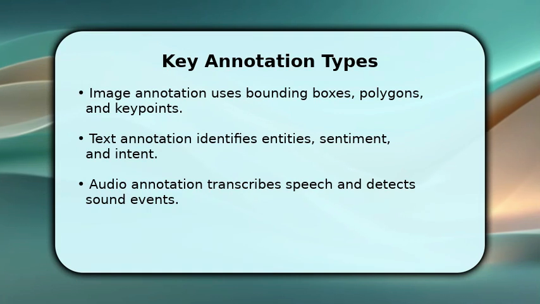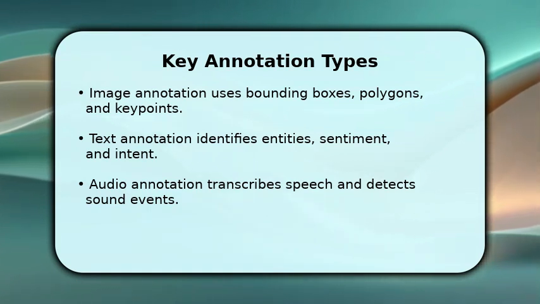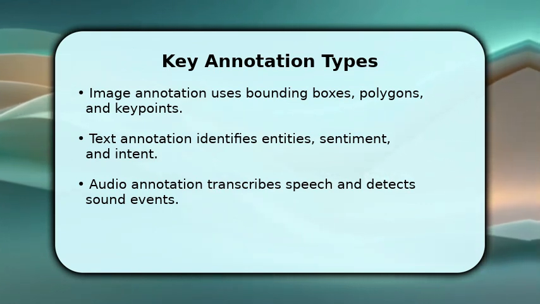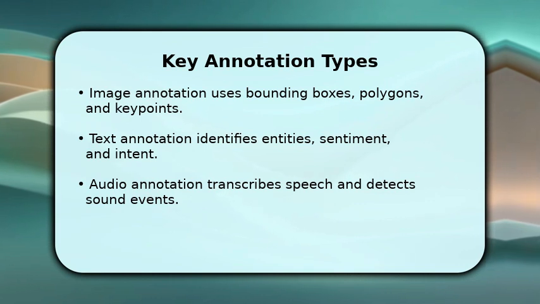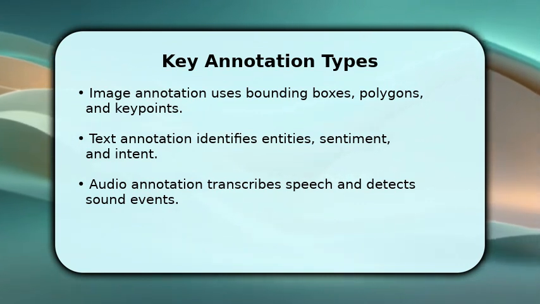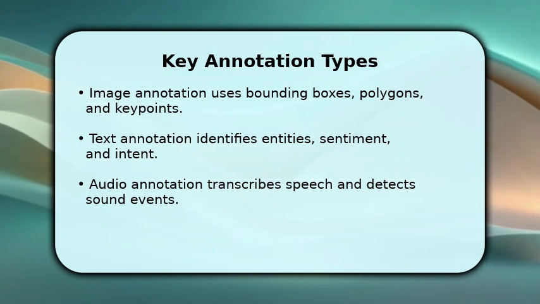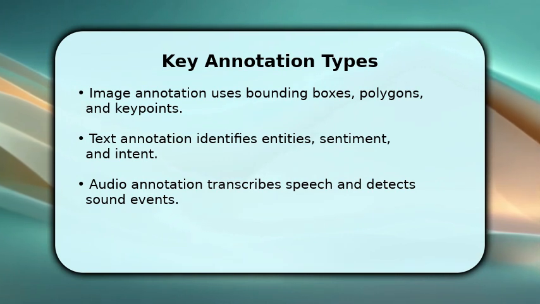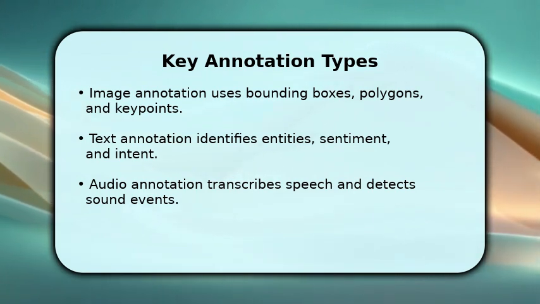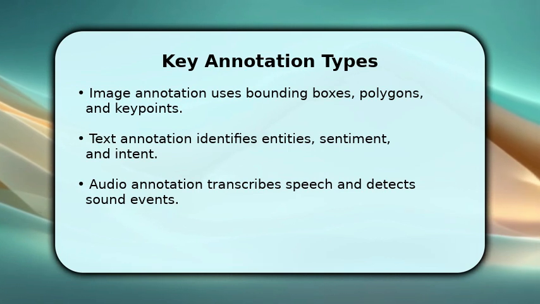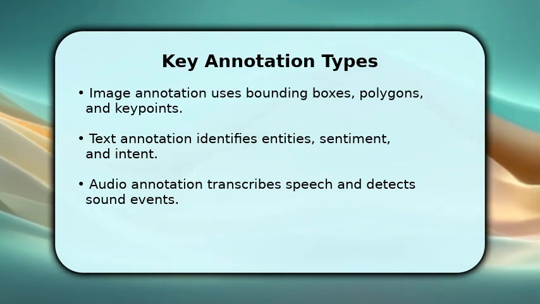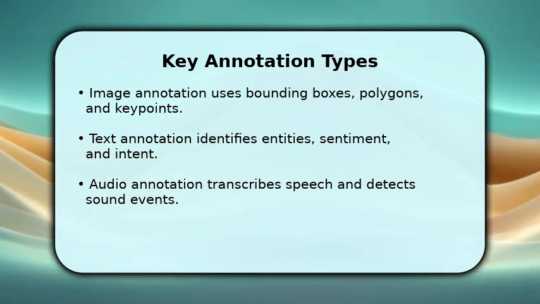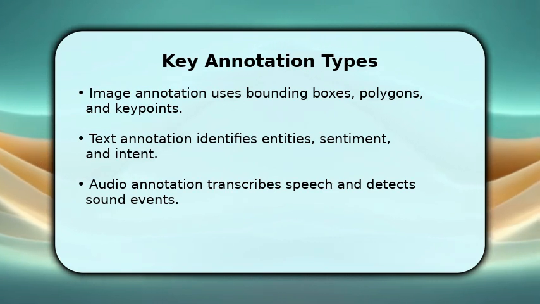There are several key types of data annotation, each suited for different data formats. For images, common methods include drawing bounding boxes around objects, using polygons for precise segmentation, or marking key points on faces. Text annotation involves tasks like named entity recognition, sentiment analysis, and intent classification. Audio annotation often focuses on transcribing speech or identifying specific sound events. Finally, video annotation extends these techniques to track objects and actions across multiple frames.